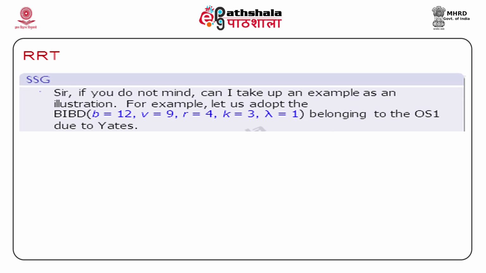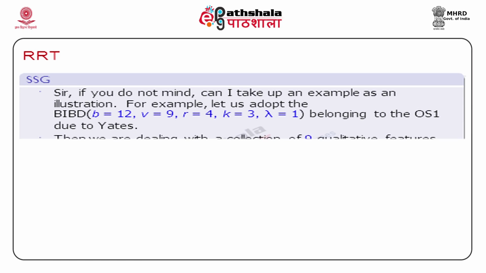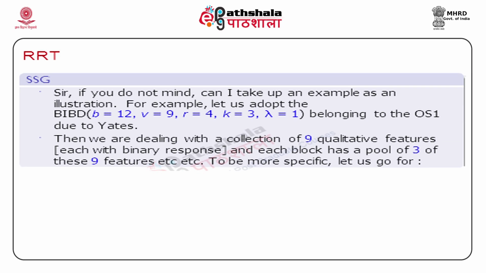Sir, if you do not mind, can I take up an example as an illustration? For example, let us adopt the BIBD with B equals 12, V equals 9, R equals 4, K equals 3 and lambda equals 1, belonging to the OS1 due to Yates. Yes, that is Yates orthogonal series 1 that we took up in design. Then we're dealing with a collection of 9 qualitative features, each with a binary response, and each block has a pool of 3 of these 9 features, etc. To be more specific, let's go for these blocks and features.